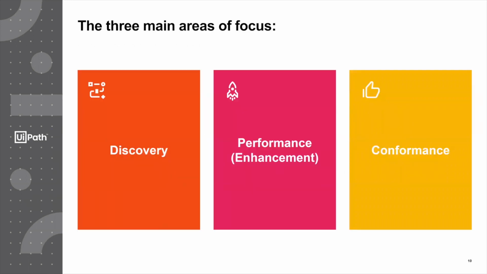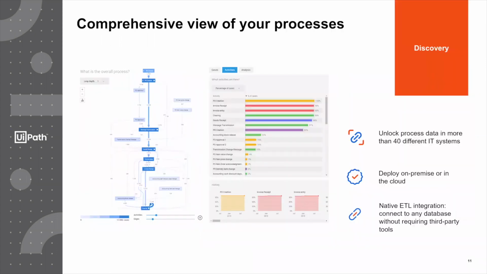So within process mining, we distinguish three main areas of focus. First is discovery. Next one is performance or enhancement. And the last one is conformance. And we'll go into each of them in a little bit. So discovery is really discovering the way that your process is actually running. And this is what the process mining algorithms do. They show you a comprehensive and complete overview of the way your process is actually running and not how you think it is running.